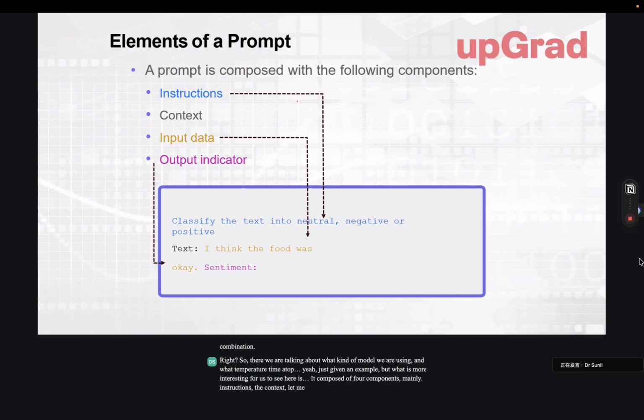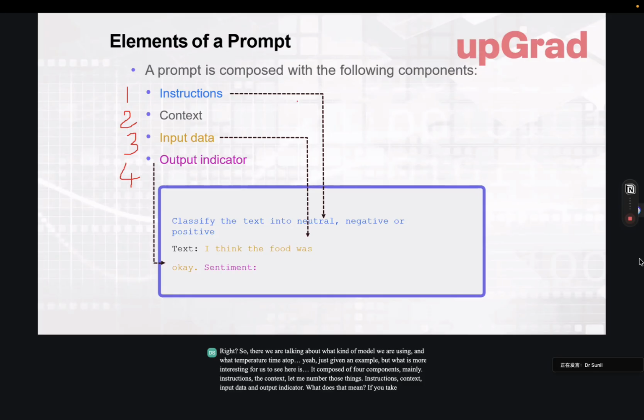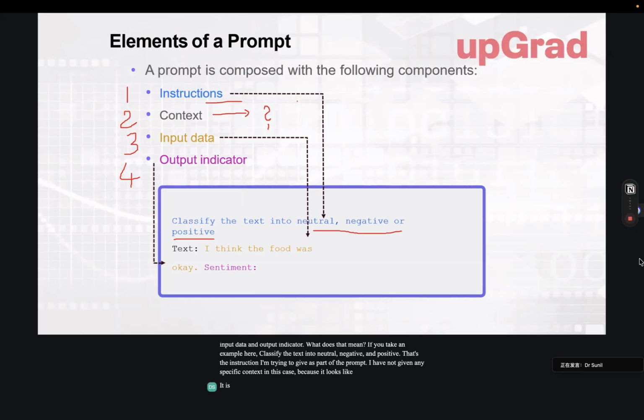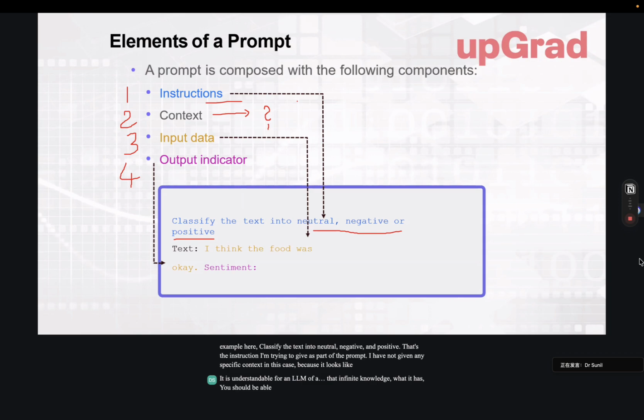Let me number those things: instructions, context, input data, and output indicator. What does that mean? If you take an example here, classify the text into neutral, negative, and positive. That's the instruction I'm trying to give as part of the prompt. I have not given any specific context in this case because it looks like it is understandable for an LLM, of that infinite knowledge it has. It should be able to understand this instruction. I don't require to give any specific context. That's the reason they have not given it in this example.